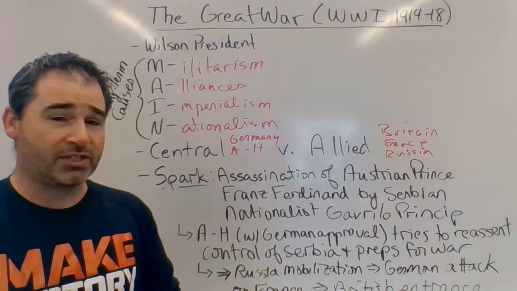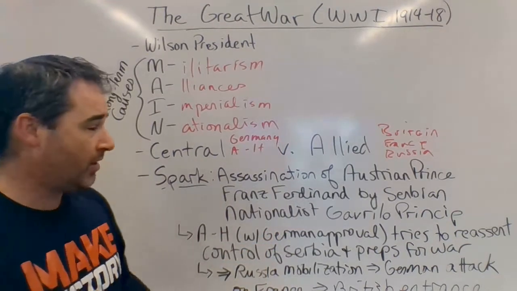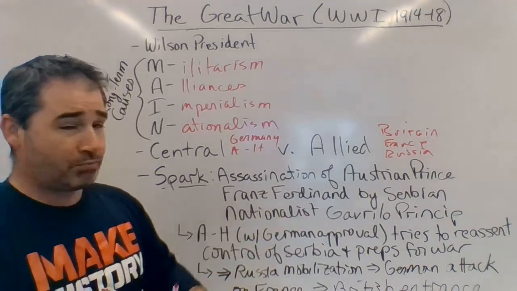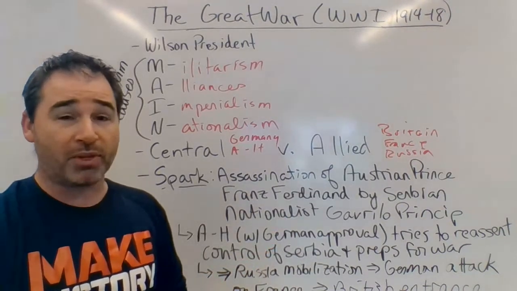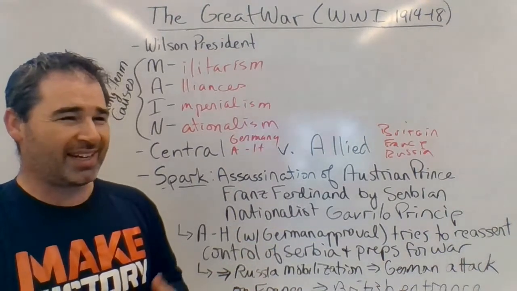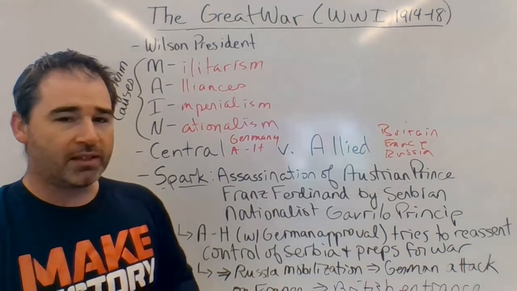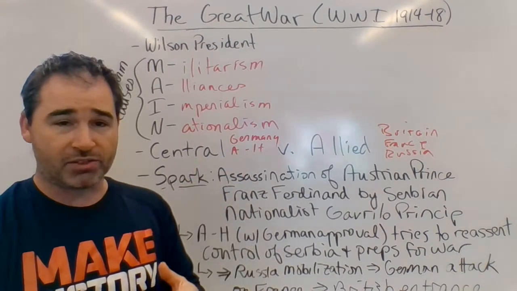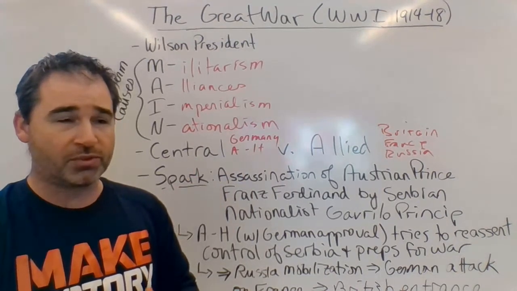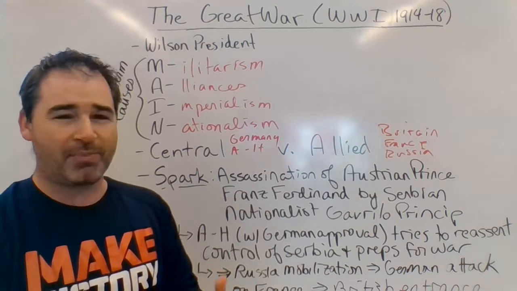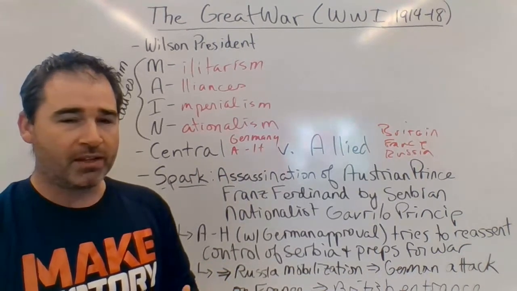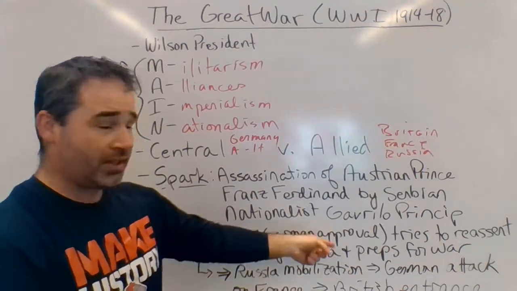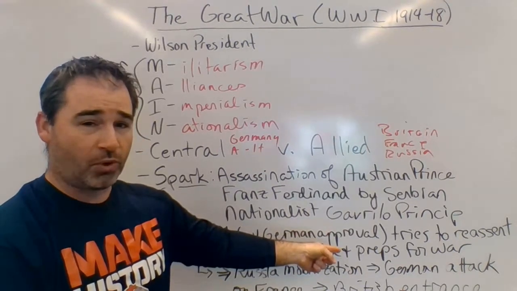Well, what this leads to is a triggering of the alliance system. Austria-Hungary, with Germany's approval, wanted to put the Serbians back in their place. And the Serbians had a tentative alliance with Russia. The Austro-Hungarians had this big list of demands that the Serbians needed to follow, most of which would have taken away whatever independence they had within the empire. The Serbians balk at this. They don't really want to do it. And Austria-Hungary prepares for war.